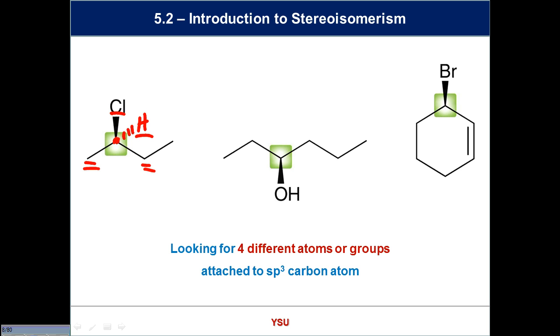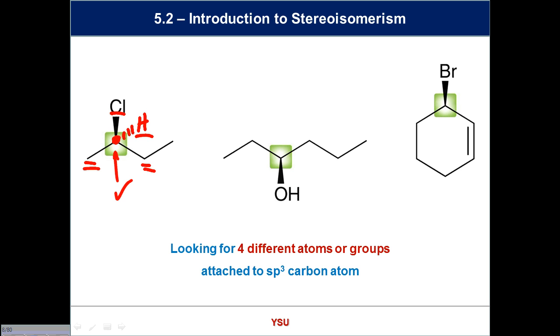I do have 4 different things attached, therefore this carbon is going to be chiral. It might have a system that is the opposite, that is the mirror image. We might be able to make it. Nature might produce it. We don't know. That's all circumstantial. But for sure, this thing has 4 different groups attached. That is a chiral center, yes.